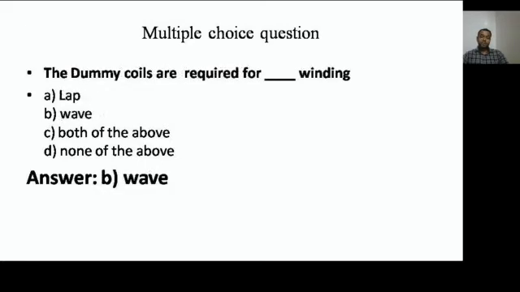The dummy coils are required for which winding: lap, wave, both, or none of the above? Dummy coils are required only in wave winding. While winding, it keeps moving in the forward direction. Hence the number of connectors will fall short, so we place dummy coils.